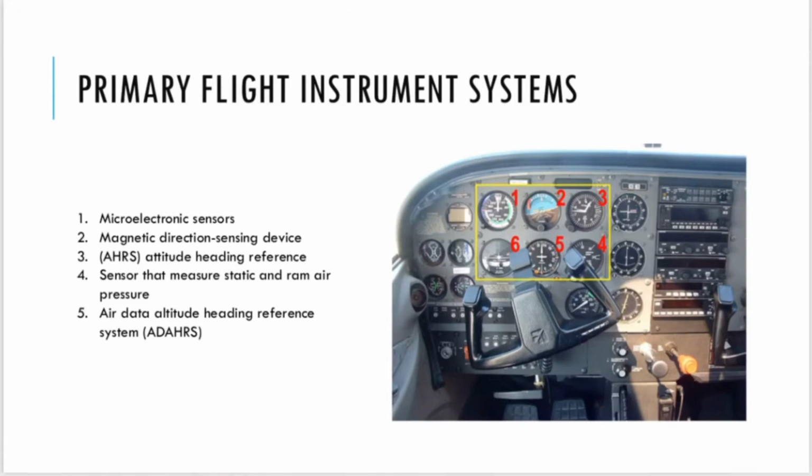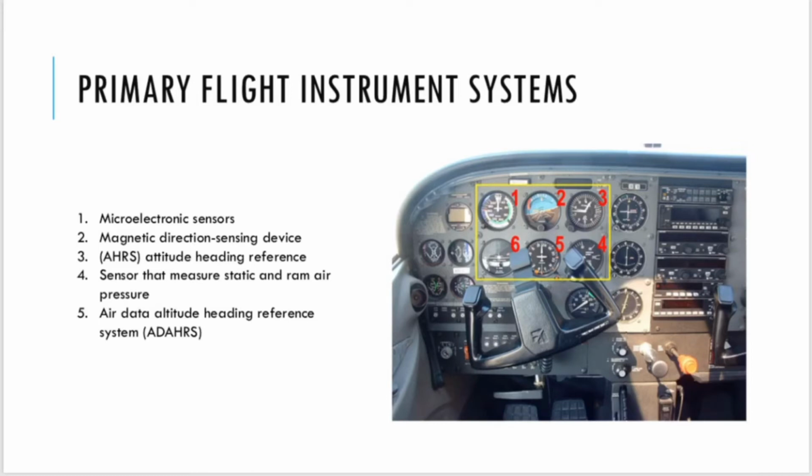Primary flight instrument systems include microelectronic sensors, magnetic direction sensing device, AHRS, a sensor that measures static and ram air pressure, and the fifth is the air data attitude heading reference system. The microelectronic sensor is used to measure the attitude of the aircraft. The magnetic direction sensing device is used to determine the aircraft heading.